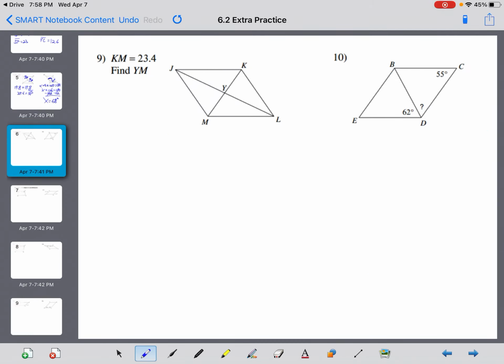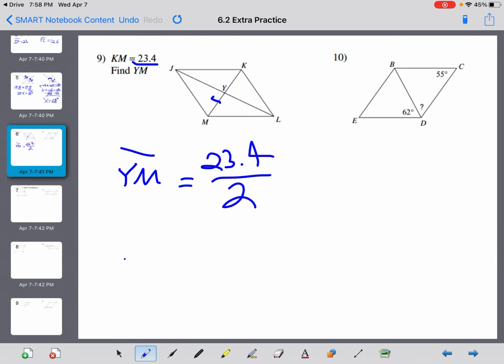Okay, here we have KM. The entire line of KM is equal to 23.4. And what they want us to find is YM, this line right here. So really all we have to do for YM is take 23.4 and divide it by 2. And YM equals 23.4 divided by 2, which is 11.7.